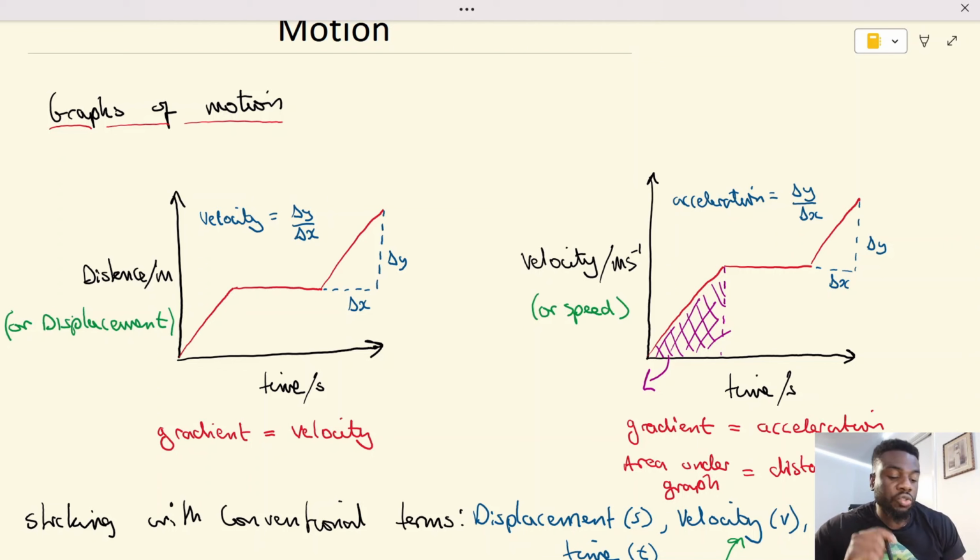Now, if you wanted to extract the acceleration from a velocity time graph, similarly to the distance time graph, you can calculate the gradient of the line. So where there is a change in velocity, you can calculate the gradient of the line to find out the acceleration during that portion of the journey. If you wanted to find out how far it traveled whilst it was moving, whether it was moving at a constant velocity or a changing one, then you can find the area under the graph to find the distance traveled.